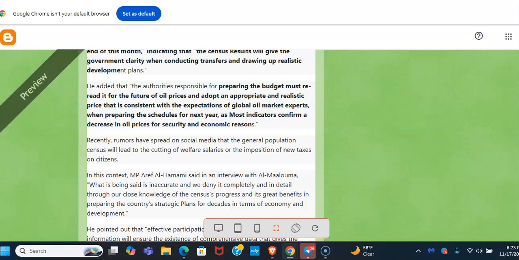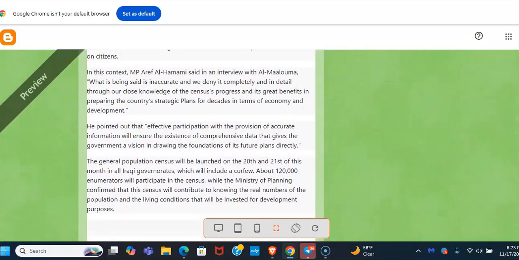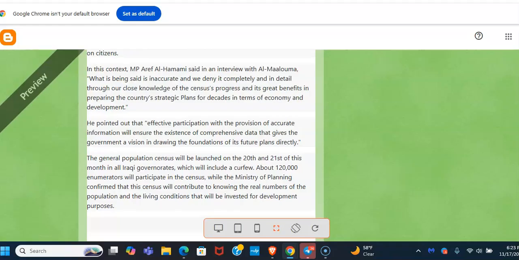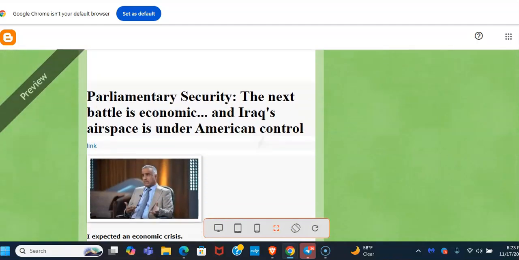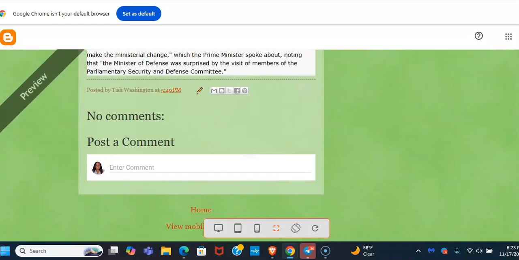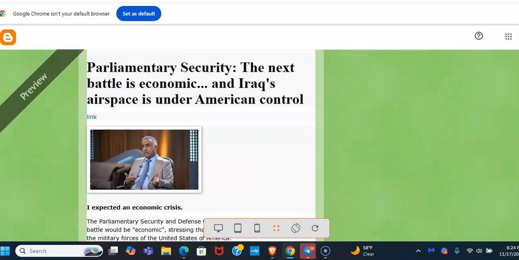Like there's such a thing. But anyway, when preparing the schedules for next year, 2025, as most indicators confirm a decrease in oil prices for security and economic reasons. So, see, there's talk about that, but then those two articles, one's a little shorter, one's a little lengthier, they are bringing in the census. Okay, so this is the last article.